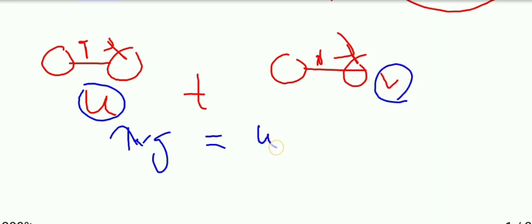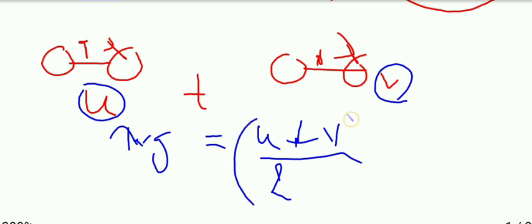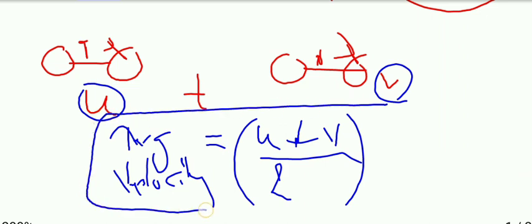So we add u plus v and divide by 2, because u is the first and v is the second. Here there are 2 quantities, so we divide by 2. So u plus v divided by 2 is the average velocity. This is the way by which you will calculate the average velocity.